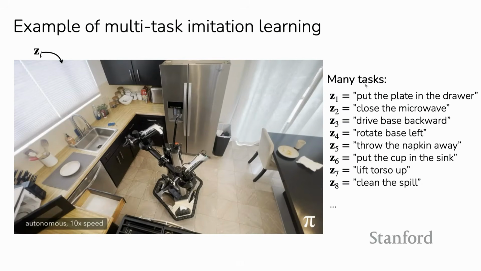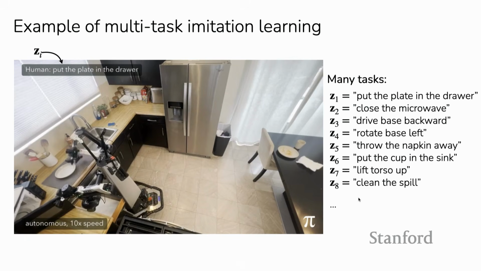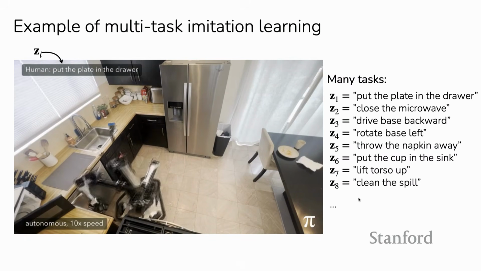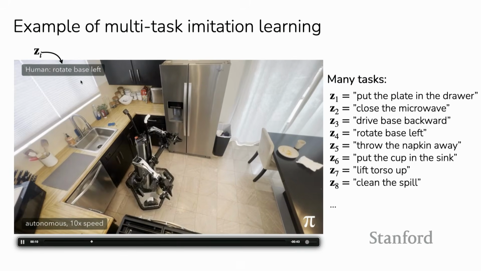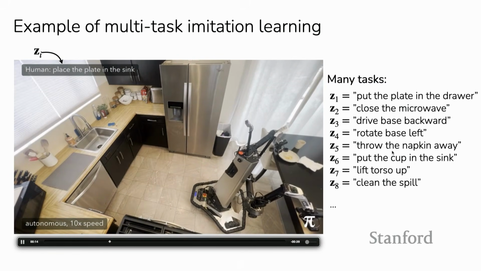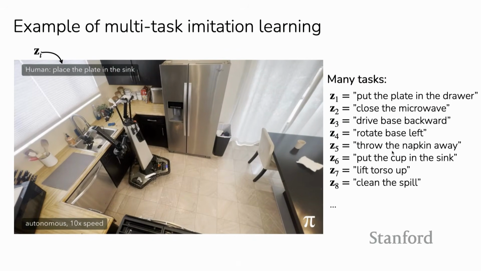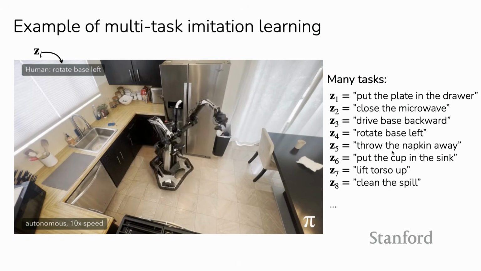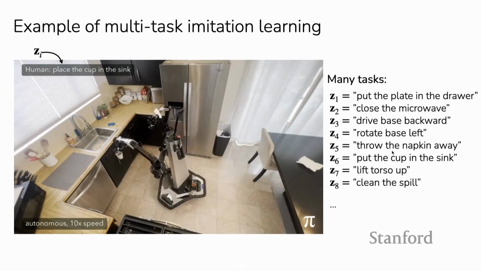You can also do a lot more tasks potentially. So here's an example where there are, I think, more than 10 different language strings that the robot follows, like put the plate in the drawer, close the microwave, drive the base backward, rotate the base left. And one of the things that's interesting to note here is that tasks can also have different levels of abstraction. You might have a level of abstraction of just drive forward or move your right gripper lower. Or you might have something that's much higher, like throw the napkin away or something like that.